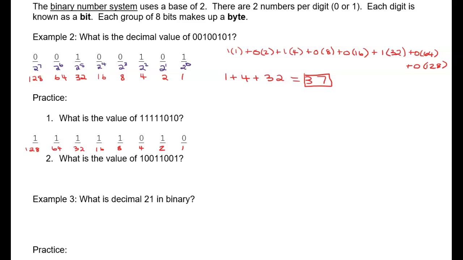Okay, and so the answer to the first one would be 250. And the answer to number 2 would be 153. And that's because 1 plus 8 plus 16 plus 128 would be 153. And so those would be the answers for number 1 and number 2. And so now let's do an example where we are just converting the opposite way.